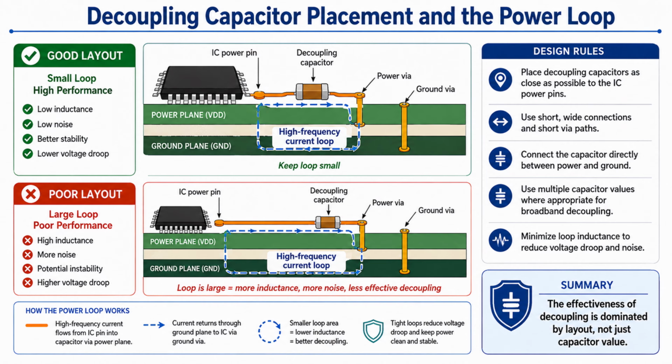Now look at the poor layout. The capacitor is farther away, the current path is longer, and the loop area becomes much larger. Even if the capacitor value is correct, the layout makes it less effective.